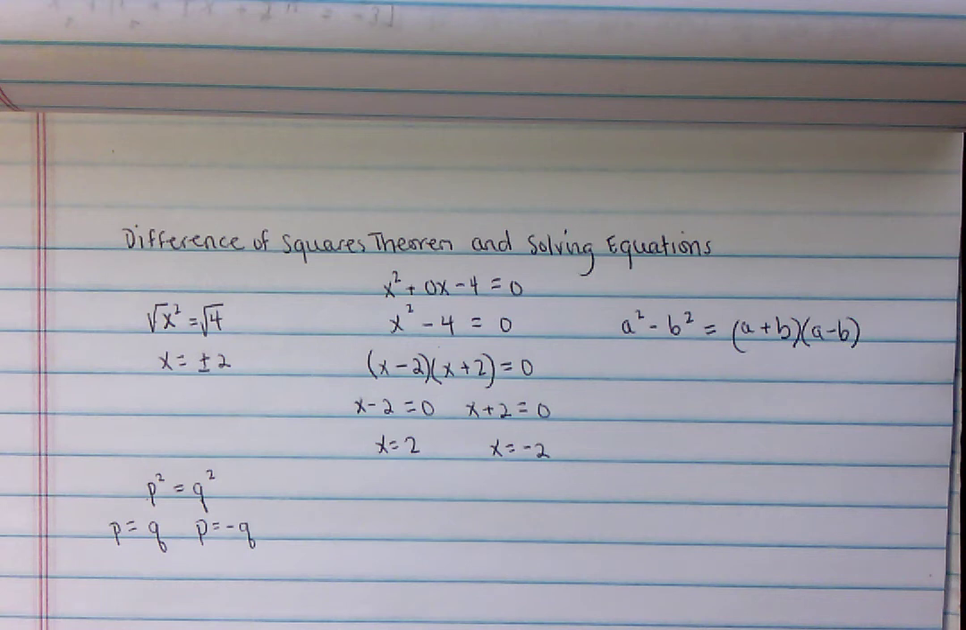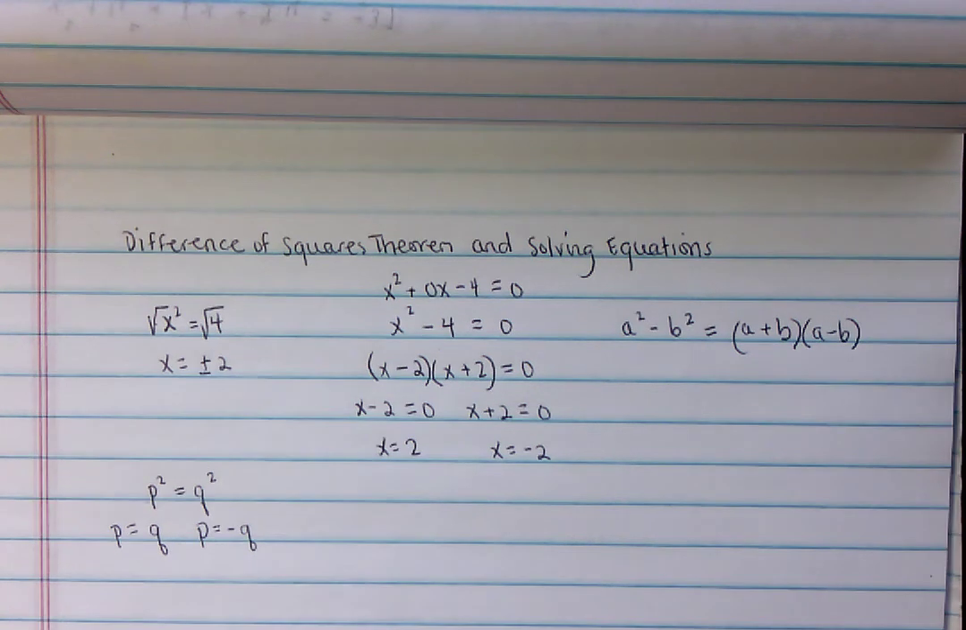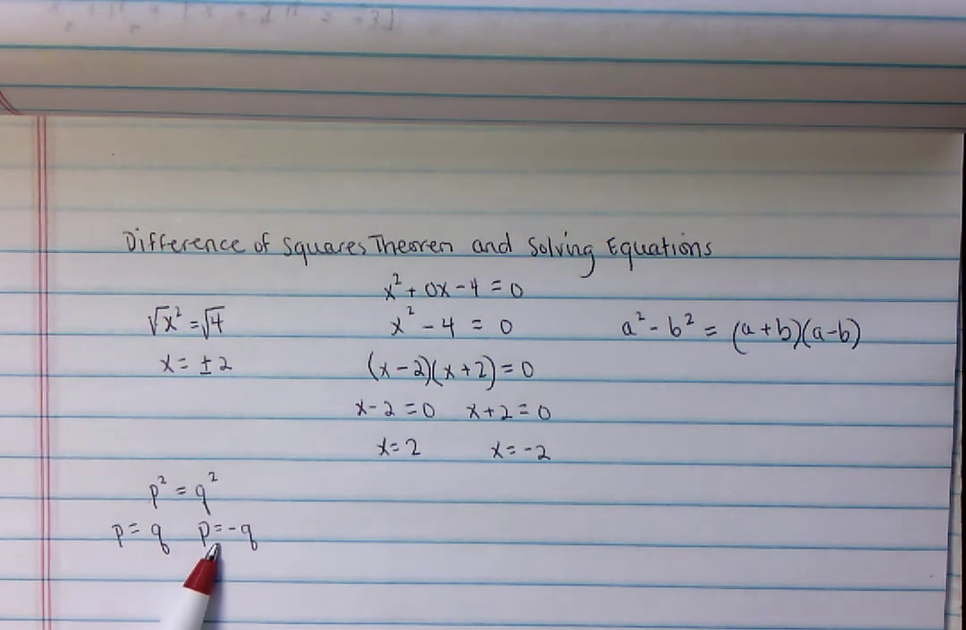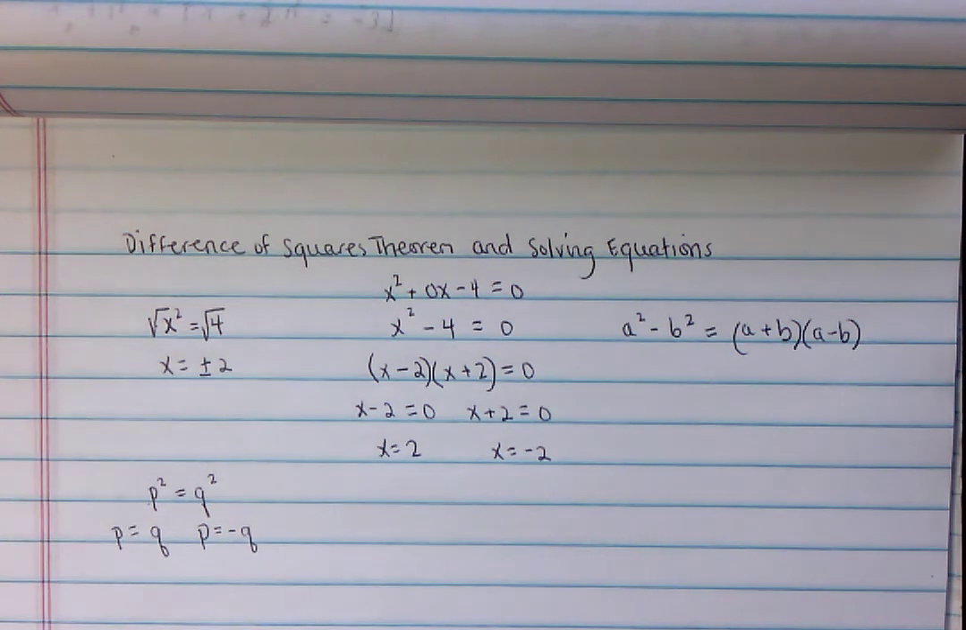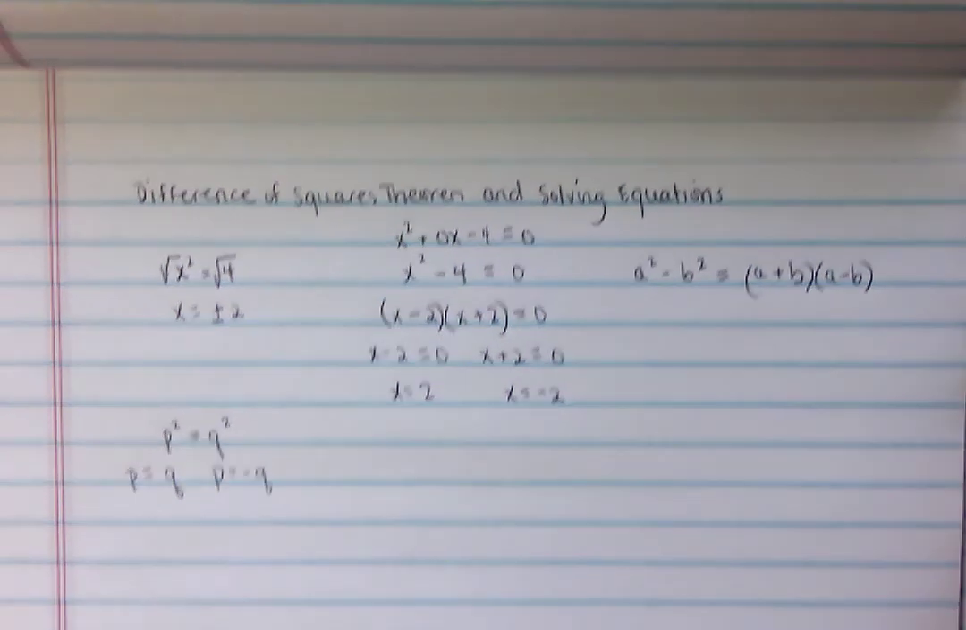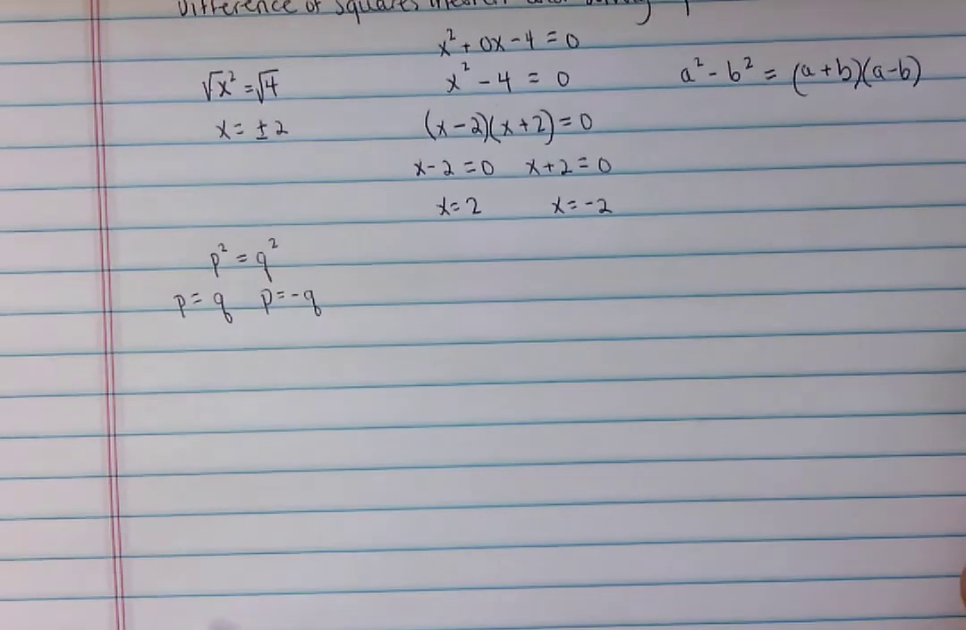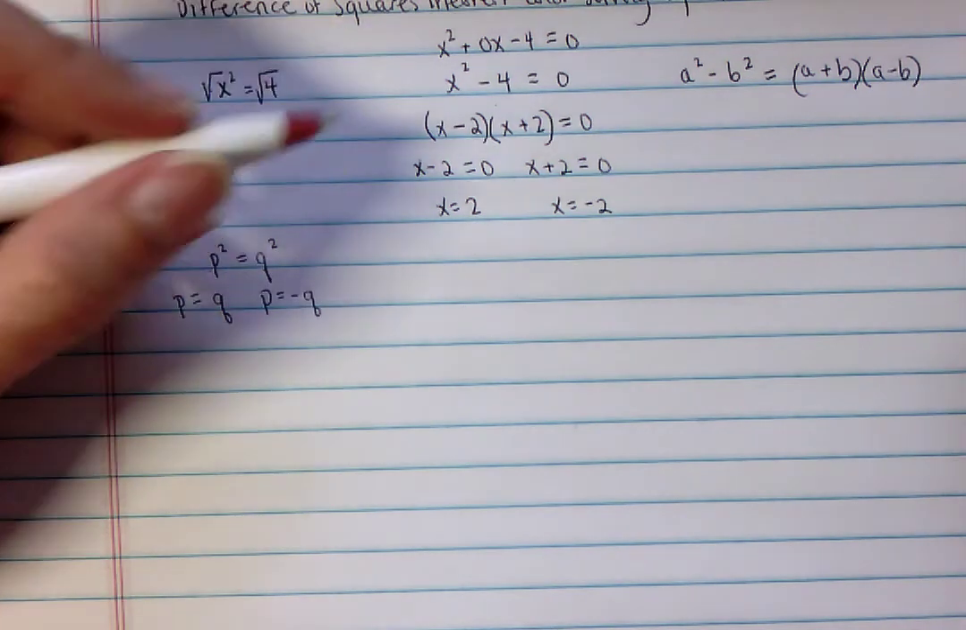So it says if p and q are real numbers such that p squared equals q squared, then p equals q or p equals negative q. And so this is helpful because what we're going to do is solve equations that are in this form as we go through, and it'll just help us instead of having to think of factoring for these. So let's look at the first example.